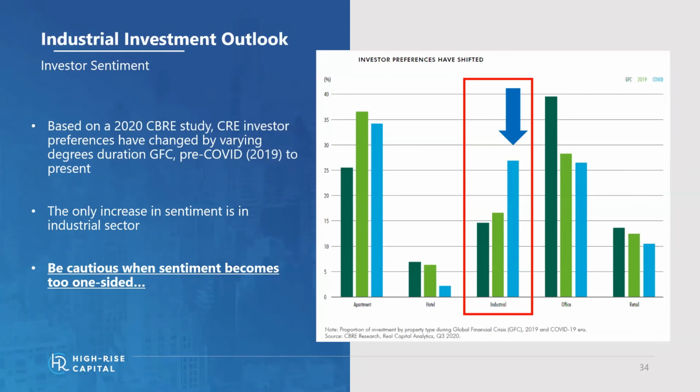Another way of measuring investor sentiment is a study that was conducted by CBRE last year, and they looked at how investor preferences have changed by varying degrees over the global financial crisis, then pre-COVID, and then present day. And if you see here in the middle of the figure, you can see industrial highlighted in the red box, and you can see how industrial over each of these periods has increased in terms of investor preference. And with apartment, there's been a slight drop off from 2019 to present day. Hotel and hospitality, of course, has dropped, as have office and retail.